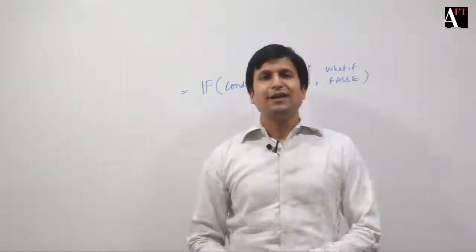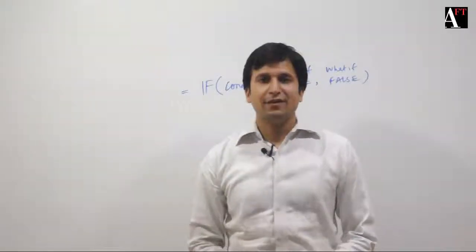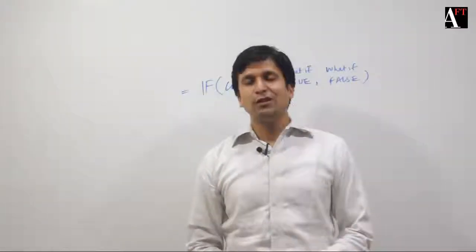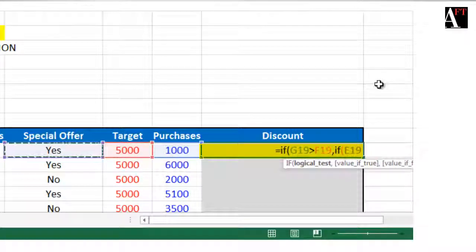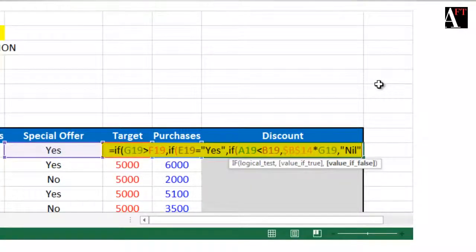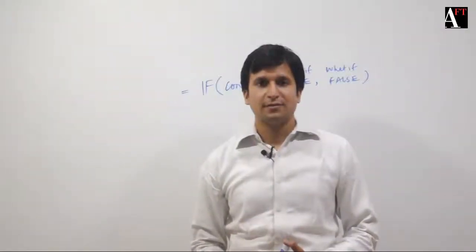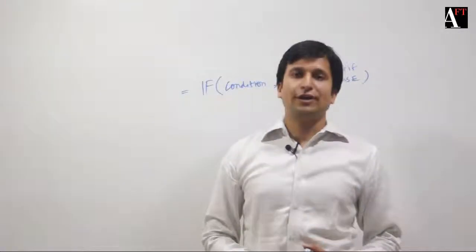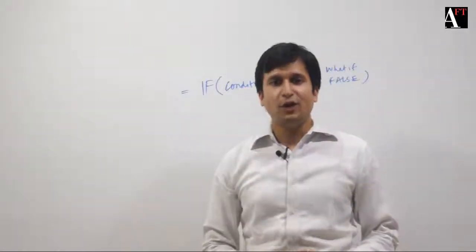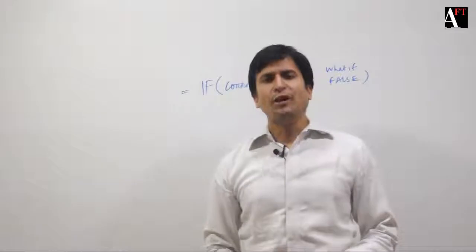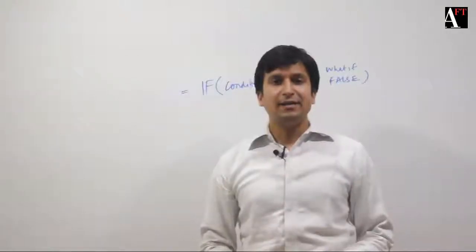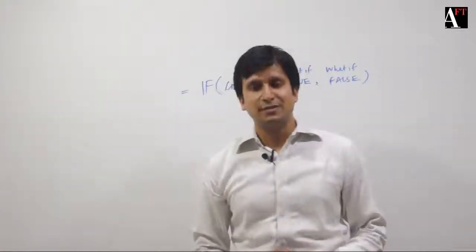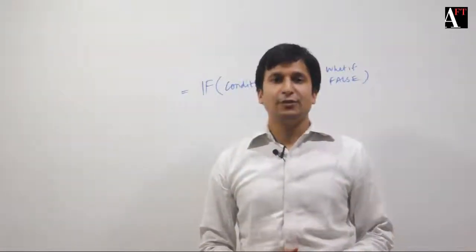In this session, let's explore some alternatives to the complex if calculations. Whenever we are working on an if calculation, you know that we have to deal with so many brackets and so many commas. How can we avoid this? We are going to look at the first alternative, which is the binary or Boolean calculation. What does binary mean? Binary means only two possible results, that is 1 or 0.